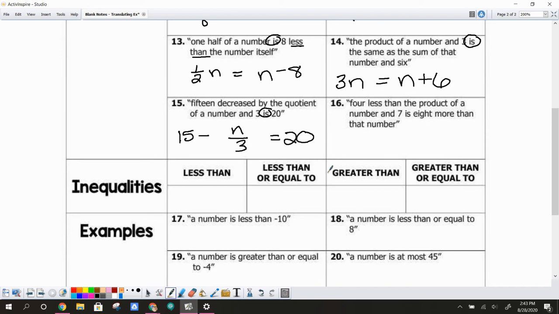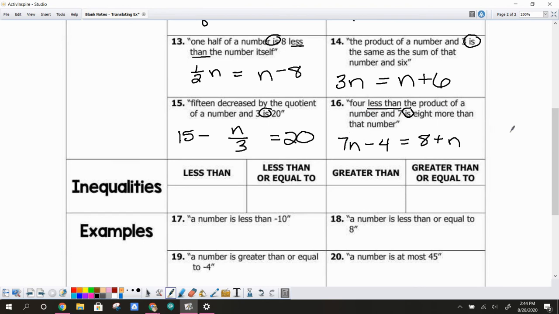So for number 16, we have 4 less than the product of a number and 7 is 8 more than that number. So I'm going to focus on is first. So here's is, so I'm breaking this in half. I'm going to go ahead and start with the right side, which would be this side. So we're going to do 8 more than that number. So 8 more than that number would be 8 plus n, because it's 8 more than the number. And now this part says 4 less than the product of a number and 7. Well, I know less than is a turnaround phrase. So I'm going to do 4 less than, so minus 4. And I have the product, multiplication, of a number and 7.